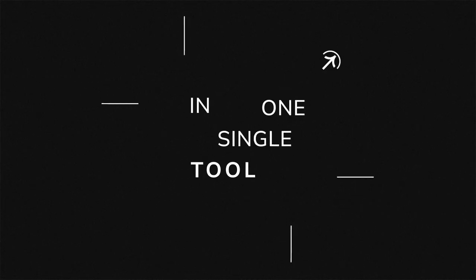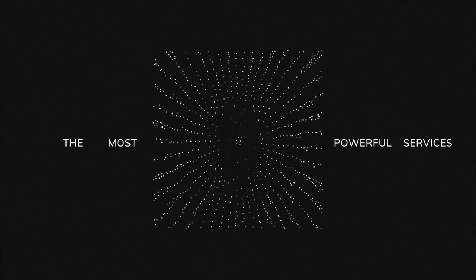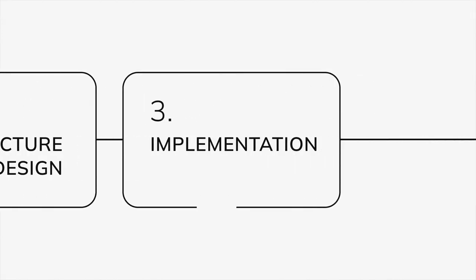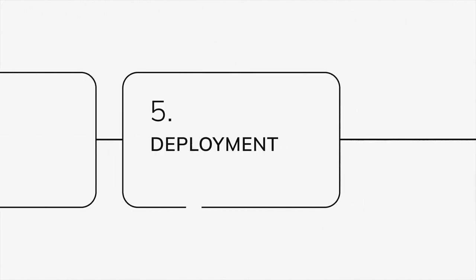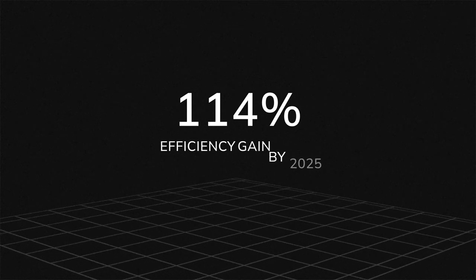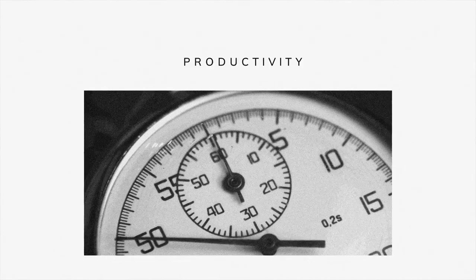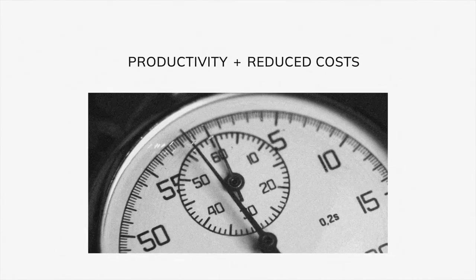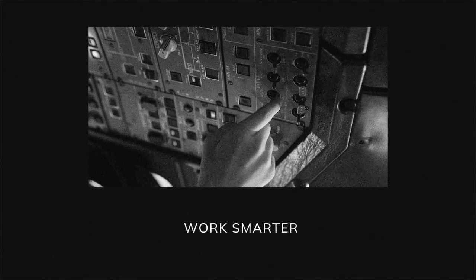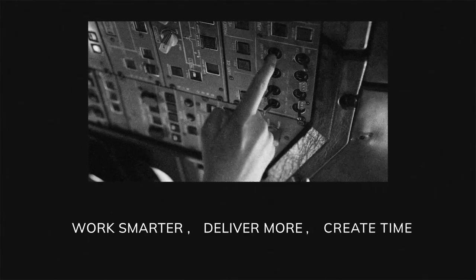in one single tool. We're integrating the most powerful Gen AI and automation resources to speed up software development and accelerate innovation for all our clients. From requirements gathering, to architecture and design, implementation, testing, and deployment. Our specialists estimate a 114% efficiency gain by 2025, with enhanced productivity, reduced costs, and state-of-the-art dev experience. AI Cockpit is here to help you work smarter, deliver more, and create time.